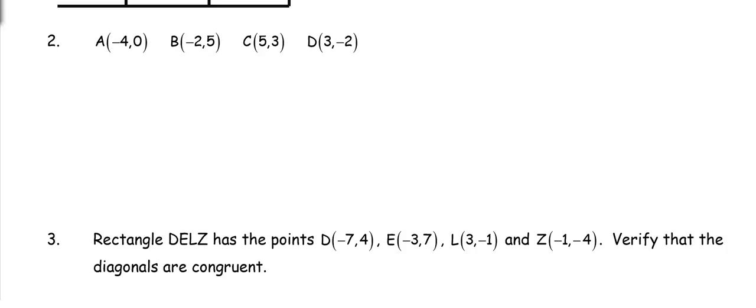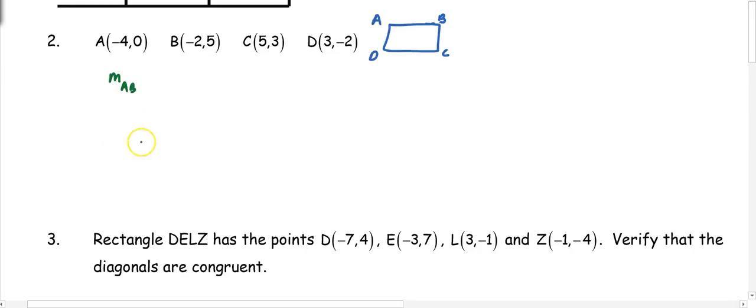Number 3. So again, we have the same shape, ABCD. I need to find 6 slopes. First I'm going to start with the sides. I have the slope of AB, and the opposite side, the slope of CD. AB is y2 minus y1, so 5 minus 0, over x2 minus x1, so negative 2 minus negative 4, which equals 5 over 2.